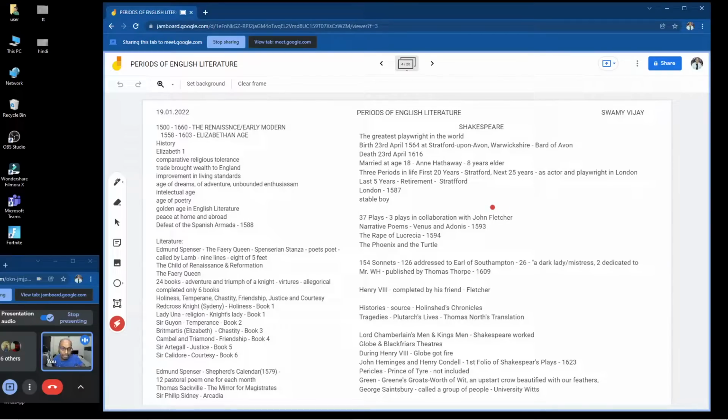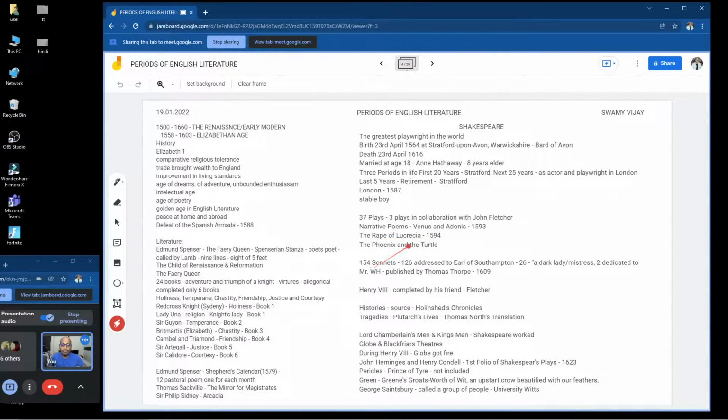Then comes the greatest literary figure in the Elizabethan age, not only the Elizabethan age, even in the history of English literature, and he is none other than William Shakespeare. So he is known as the greatest playwright in England. Most of us know about him, so I don't want to repeat William Shakespeare's biography. He wrote 37 plays and 3 plays in collaboration with John Fletcher, and he wrote narrative poems Venus and Adonis, The Rape of Lucrece, and The Phoenix and the Turtle.